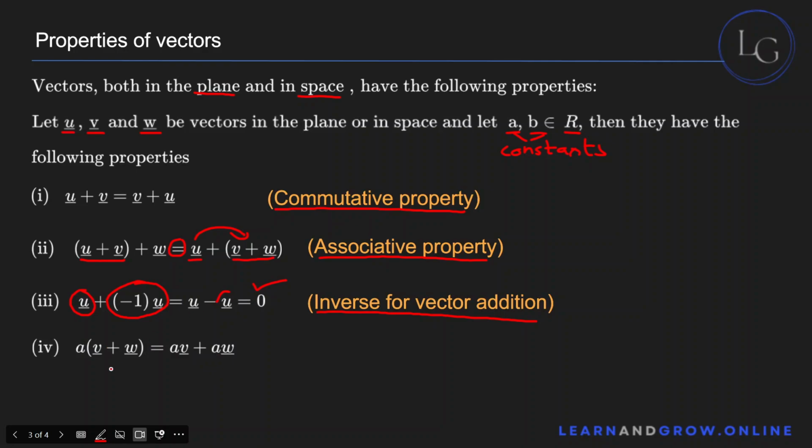Now, if you have a scalar a and you multiply that into the sum of vectors v and w, that's equivalent to as if you multiply the scalar a with v separately and you multiply the same scalar a with w separately and you add them up. These two things will give you the same result, and this is called the distributive property.